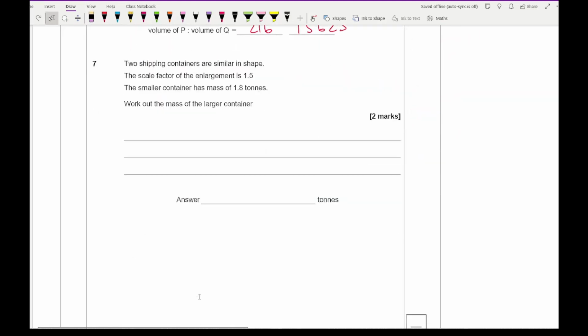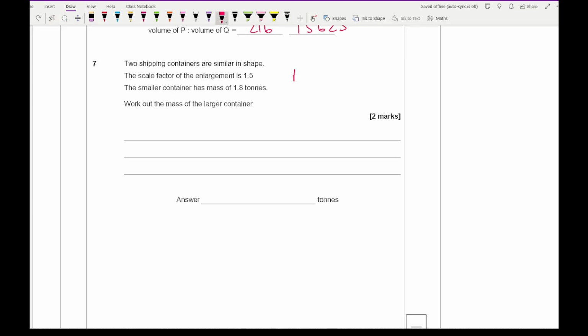Now moving on to question 7, it says two shipping containers are similar in shape. The scale factor of the enlargement is 1.5. The smaller container has a mass of 1.8 tons. Work out the mass of the larger container.